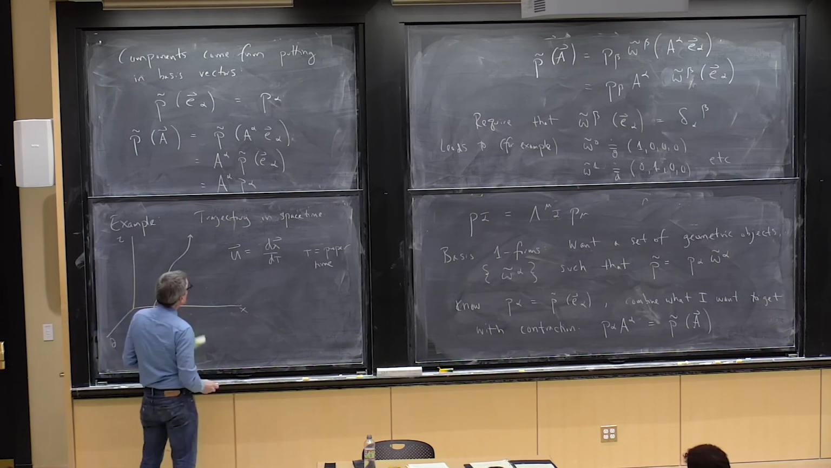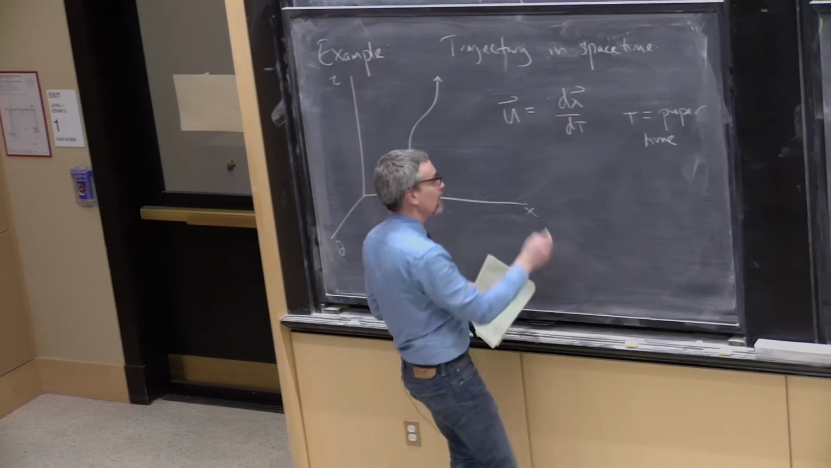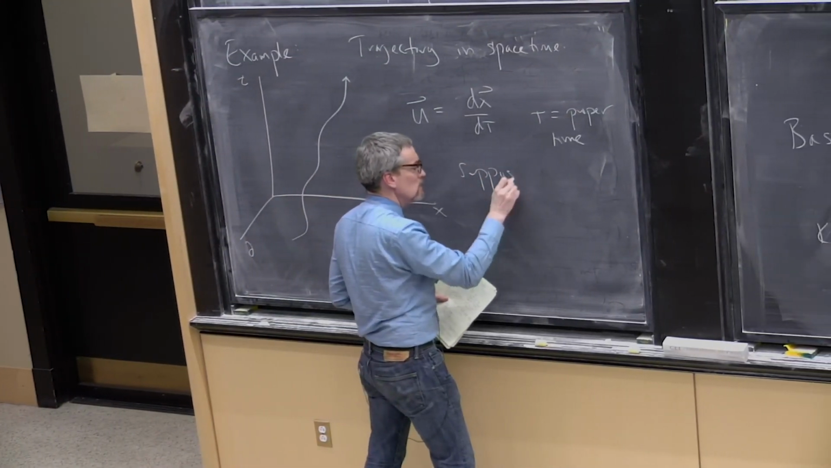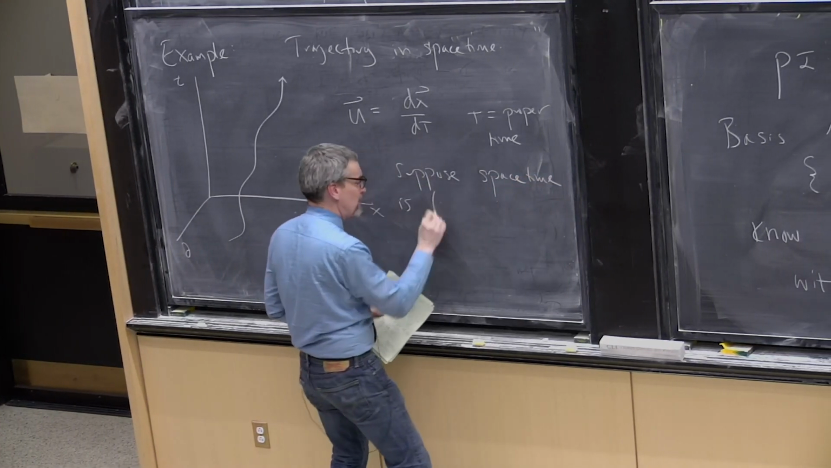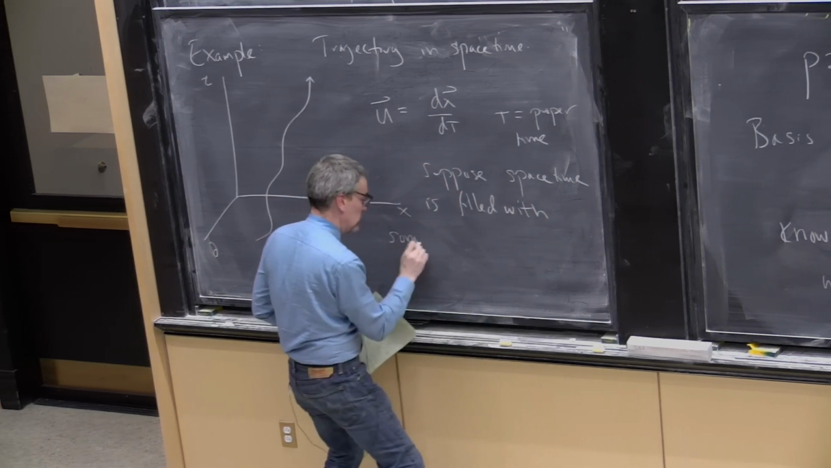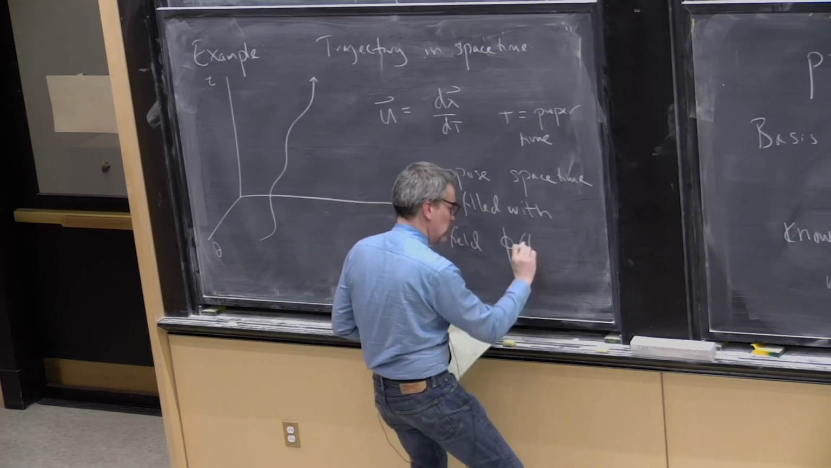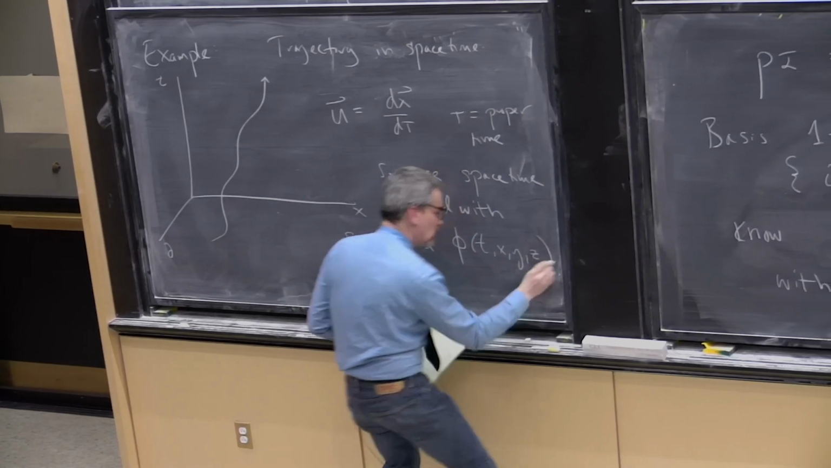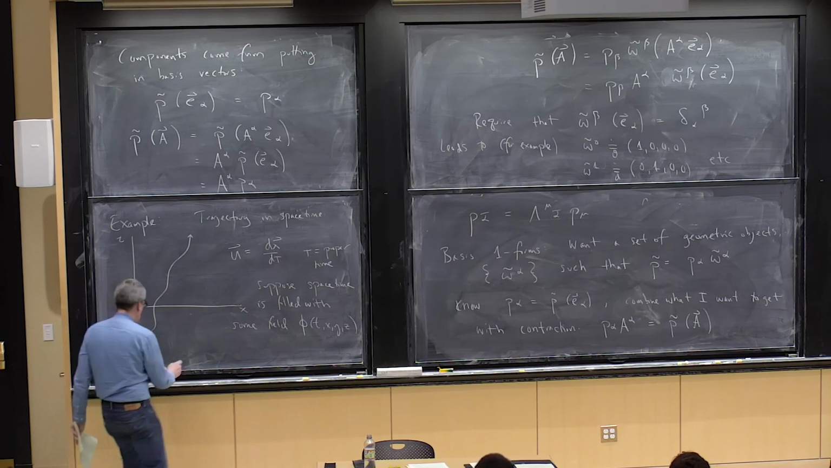Okay? So suppose in addition to this person trundling along through space-time here, suppose space-time is filled with some field phi, which depends on all of my space-time coordinates. The question I want to ask is, what is the rate of change of phi along this observer's trajectory?